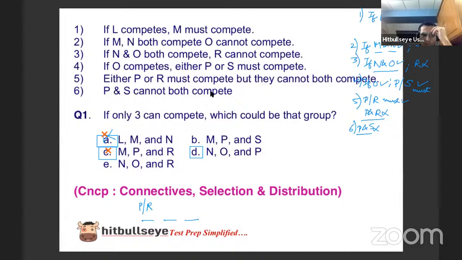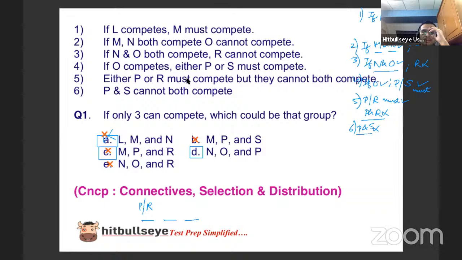Similarly, P and S cannot both compete. P and S यहाँ नजर आ रहा है, ये भी नहीं है. बची हमारे पास D and E options. इसमें से हम चेक कर लेते हैं कौन सा आंसर है हमारा. पहले NOR देखते हैं. N and O, if both compete, R cannot compete. Statement number 3. इसका मतलब ये भी गई, और हमारे पास सिर्फ एक ही आंसर बचा, N, O and P.